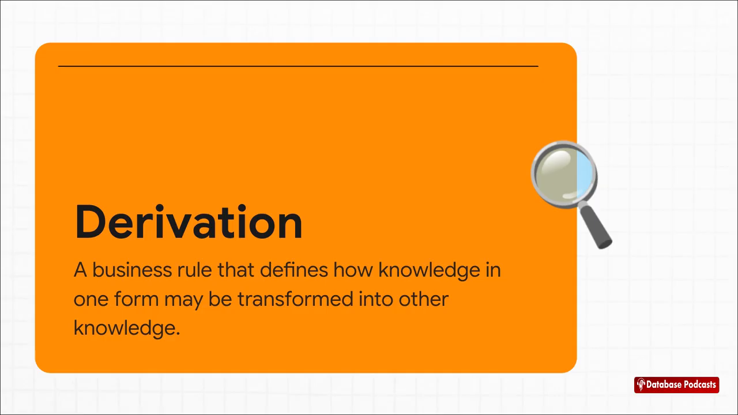A derivation is basically the recipe. It's the formula, the logic that says how to turn existing information into new information. It's the rule that states, to get the total value, you have to multiply the product's price by the quantity ordered. And this rule exists as a concept long before anyone writes a single line of code.